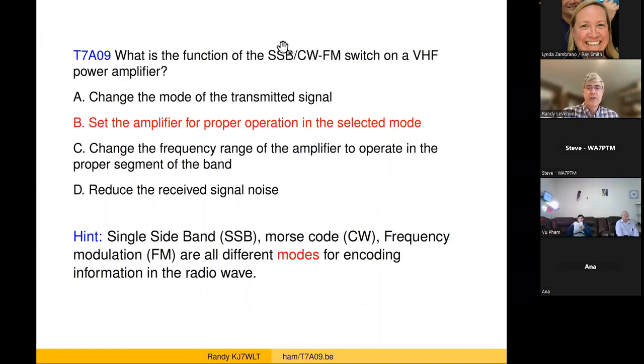And so the switch that changes between SSB and CW or FM would be something that is choosing what mode you want to use. So the correct answer is the one that talks about selecting a mode. And just remember that these are different modes that you might want to select depending on what kind of way you're trying to encode your information.